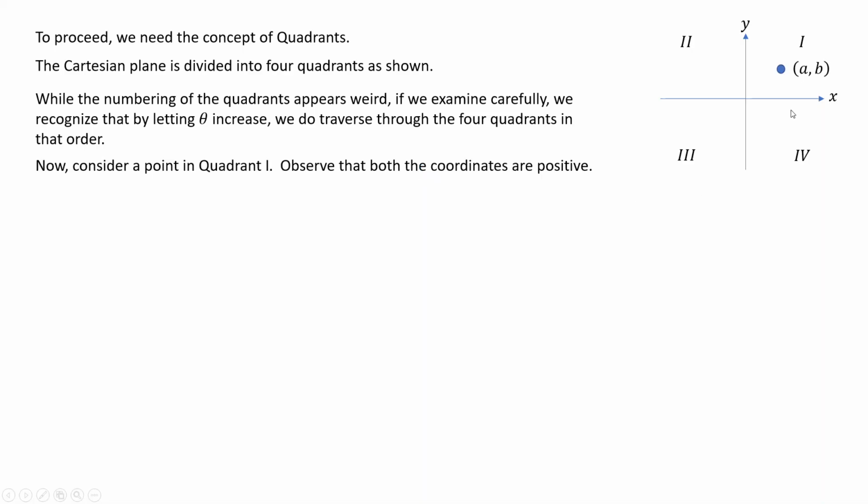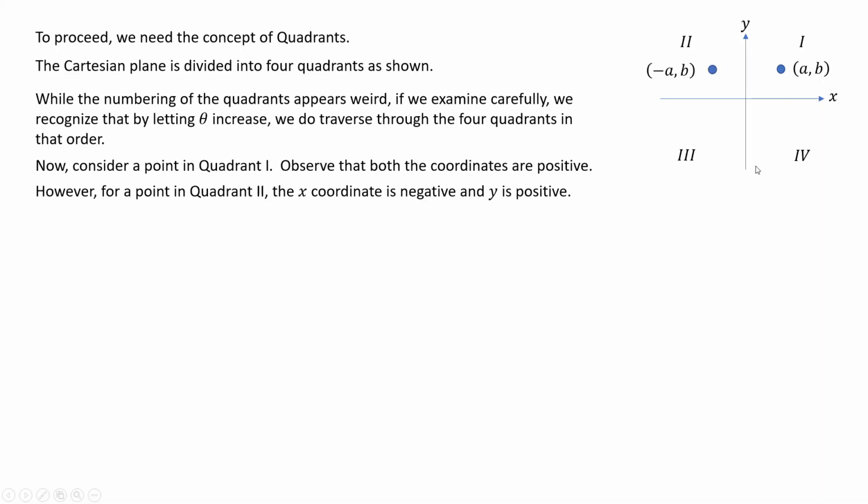Now, let's start with a point in quadrant 1. Would you agree that both the x and y coordinates for this point are positive? First quadrant, x is positive because it's to the right of the origin. Y is positive because it's above the origin. So both A and B are positive. On the other hand, when you come to the second quadrant, the x coordinate is negative A, whereas the y coordinate is still positive.